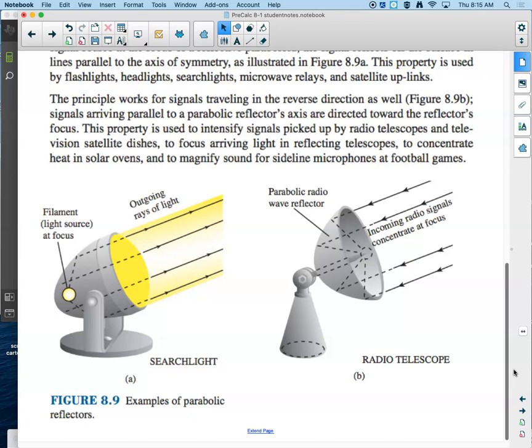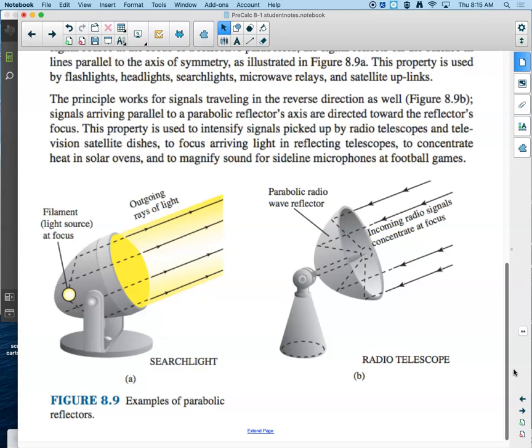Now for floodlights, which means you want to flood the whole area, this part of the light is shorter so that it'll spread out more. And it's usually flatter when you look inside of it. So that's how paraboloids work for flashlights, headlights, all that good stuff.